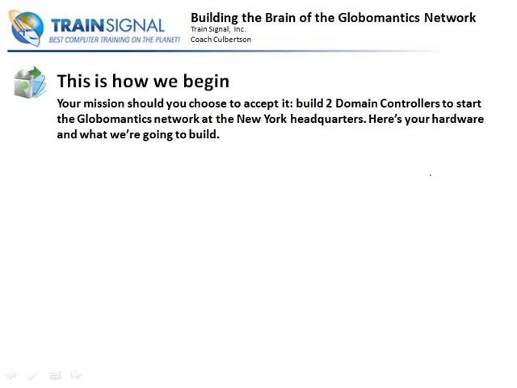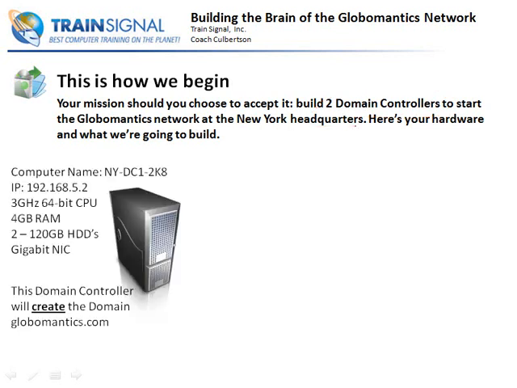We're really beginning to build the brain of Global Mantix, and your mission is to build two domain controllers to start off with, and we're going to build these at the New York headquarters. Let's take a look at the hardware we're going to be building. We're going to start off with our first domain controller, and we're going to name it NYDC1-2K8. The IP address is going to be 192.168.5.2. The reason this is 2 instead of 1 is that our router is 192.168.5.1. So that's the reason for that.